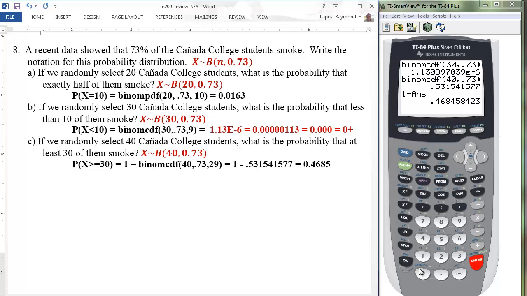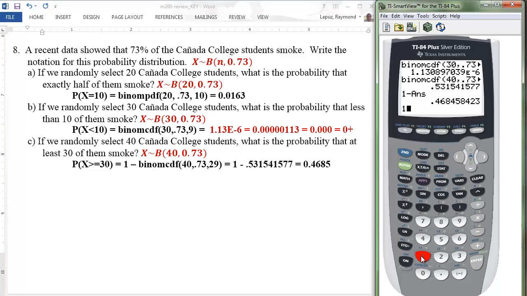So what I was saying earlier is that you could have done this all in one step in your calculator. You could have just typed in 1 and then a minus and then search for that binom CDF. So the binom CDF, and then you put in your n, you put in your p, and then you put in your x value that you want, and then you're going to get the same result.